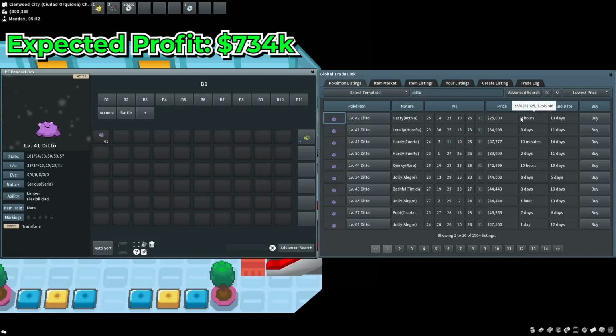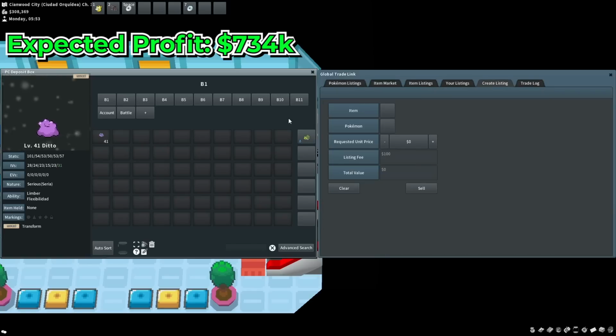goes for 25. So I'll be putting ours at 29 because ours has a 24 here in attack. And it goes in the middle here. This one has 30 here, and it's been out for 3 days, so I think that at 30 it might sell. 30.